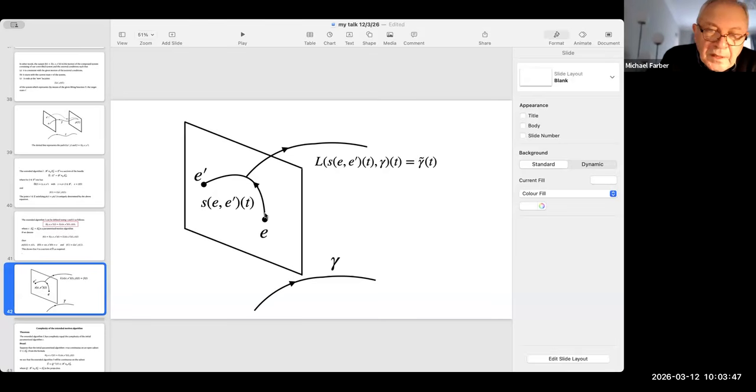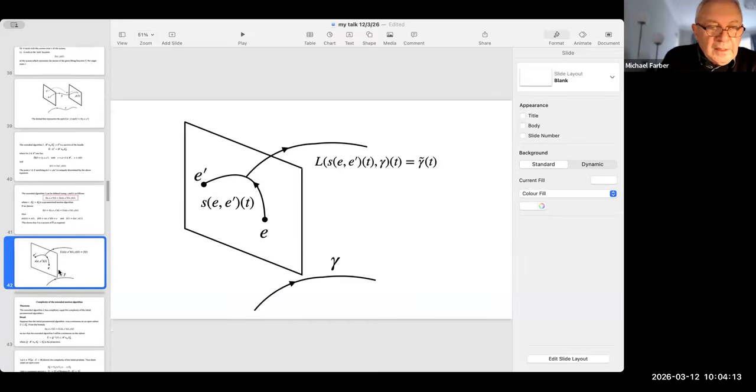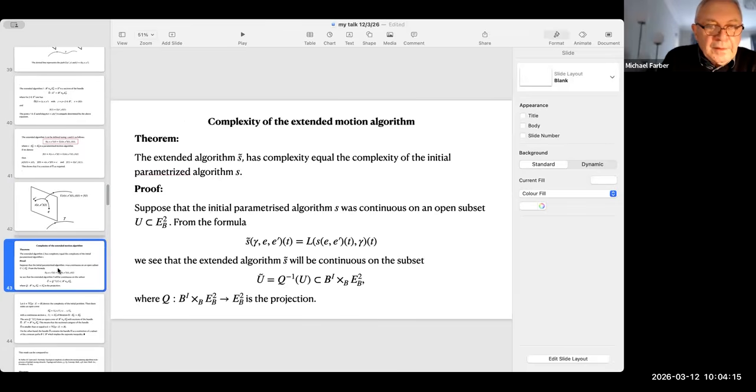So it means that we move distance t along this connecting curve, which is S(E, E prime)(t). So we get to this point, and then we move along this point for time t along gamma. Okay, so this is just a picture explaining this construction. So we arrive at the following statement.